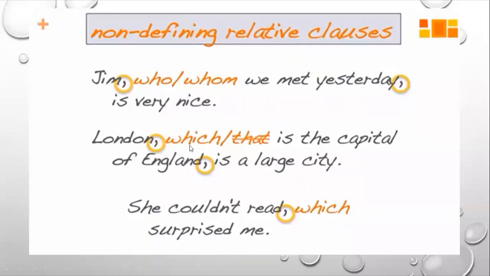Now, these are non-defining examples, like Jim is very nice. The information in between is not necessary, right? Jim, who or whom we met yesterday, is very nice. This here is non-defining because of the commas. Again, London, which is the capital of England, is a large city. Again, this is just extra information about London. And again, we cannot use that because this is a non-defining relative clause. And finally, she couldn't read, which surprised me. This is again a non-defining clause since it's divided by commas.